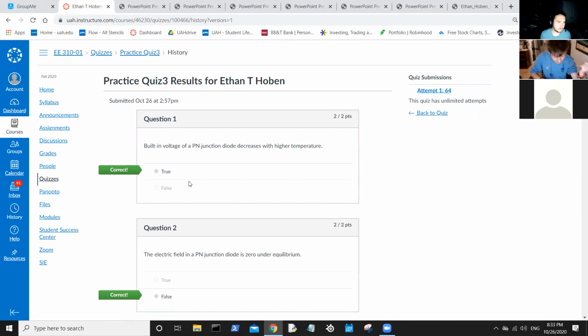All right. So first things first. This was something that he touched on a long time ago in lecture as well, which is why I remembered the answer. The built-in voltage of a PN junction diode decreases with higher temperature, and this is true. If you look at the traditional formula for built-in voltage, VBI is equal to kT over q times ln of NA times ND over ni squared. So that's the formula for built-in voltage of a diode at equilibrium.